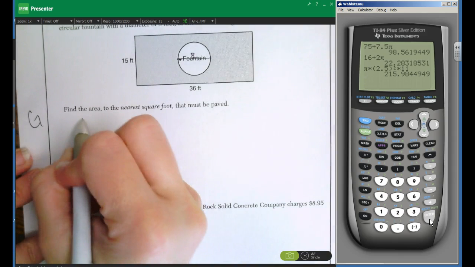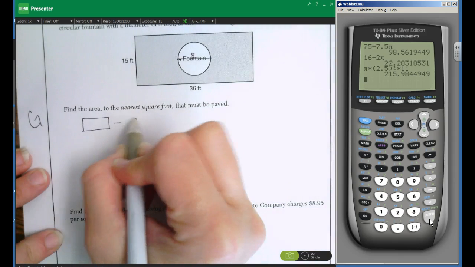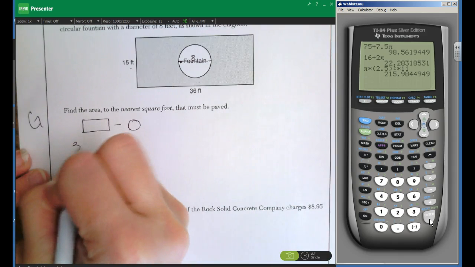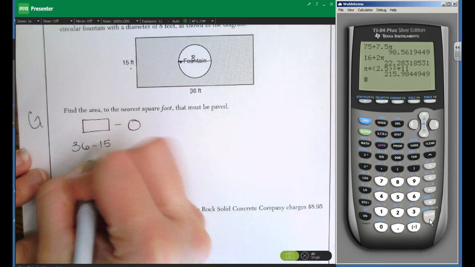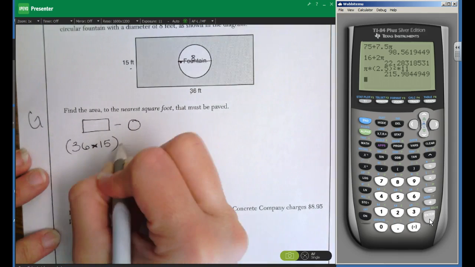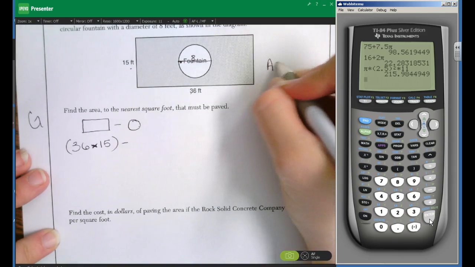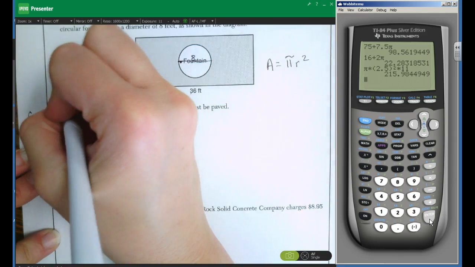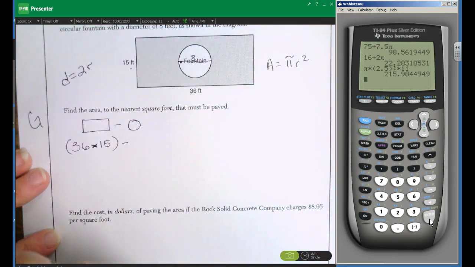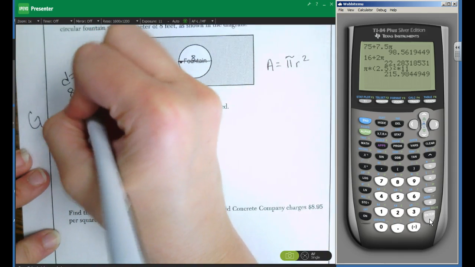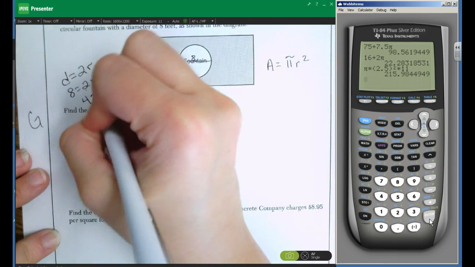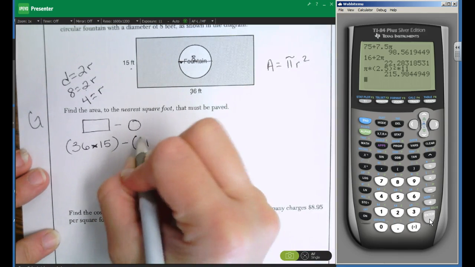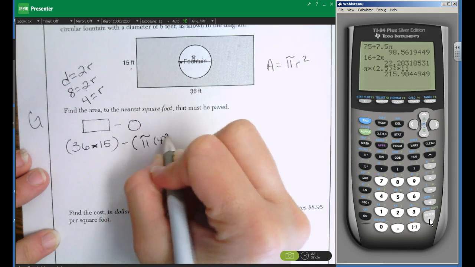So basically we need to find the area of the rectangle, and then we're going to subtract the area of the circle. Well, the rectangle is 36 by 15. And the way we get the area of a circle is pi r squared. Now we know that the diameter is 2 times the radius. So because the diameter is 8, I know that my radius is 4. So I'm going to put here minus pi times 4 squared.